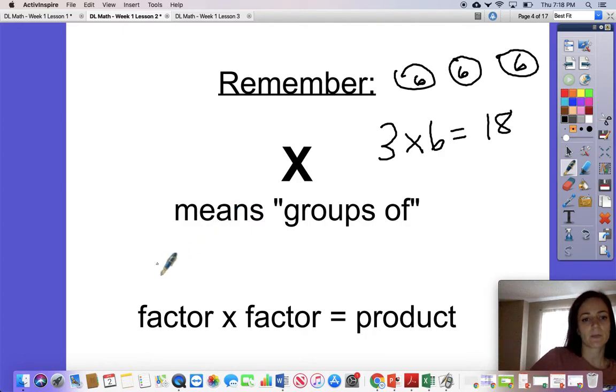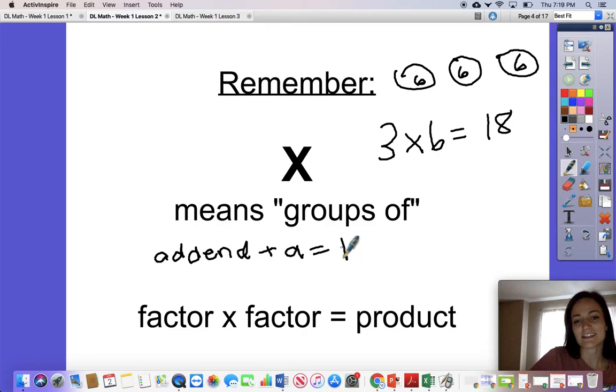So yesterday we worked with addend plus an addend equals your total. I'm not going to write all that out. That takes too long. Addend plus addend equals total. You guys can laugh at my terrible mouse drawing skills.